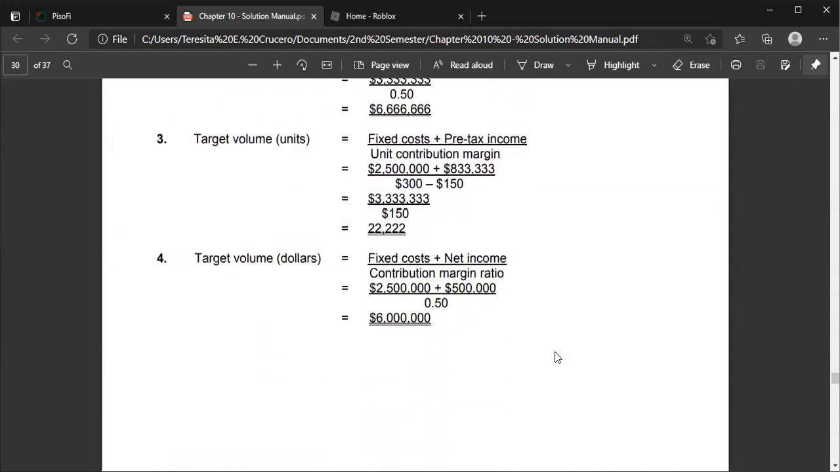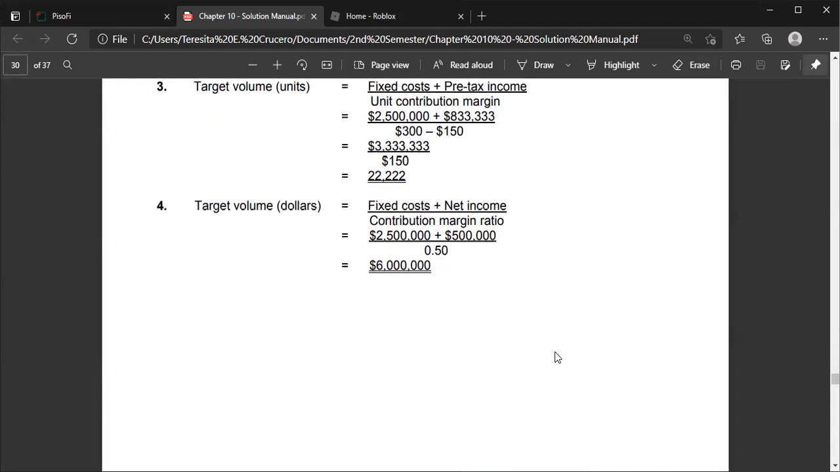So how many units? The target volume in number 3, that's the requirement. Fixed cost plus the pre-tax income divided by the unit contribution margin. We now get the total divided by 150, the unit CM. So the result is 22,222. That's the target volume in units. Now the target volume in dollars, fixed cost plus net income as stated, 500,000 divided by the contribution margin ratio, and so we have 6 million. That's the target volume in dollars.